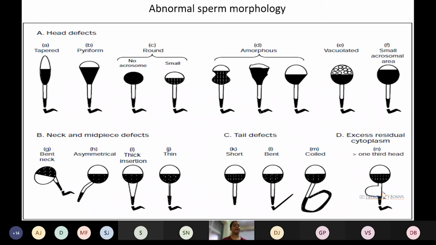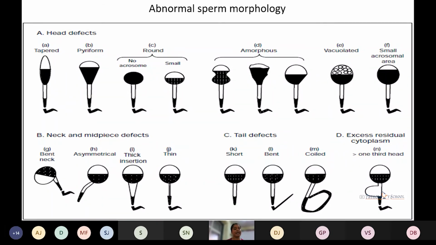So basically, if there is any fault in the head, in the acrosomal area, then the sperm will not be able to penetrate the ovum, which will cause a faulty fertilization. And if the head is very big, then as the head contains DNA as well, there will be a defect in the DNA condensation too.